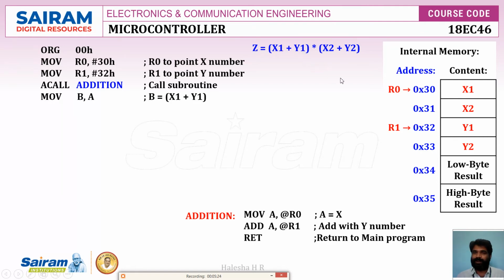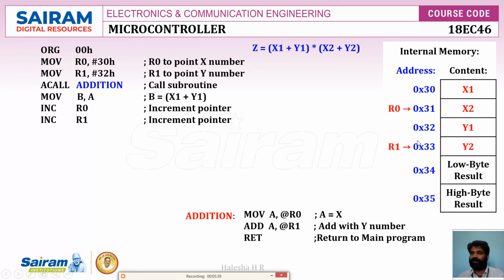To do the second operation, what are we supposed to do? We should make R0 point to 31 and R1 point to 33. How do you do this? Increment R0, increment R1. After these instructions are executed, the pointers are pointing to 31 and 33. Then call the addition subroutine.